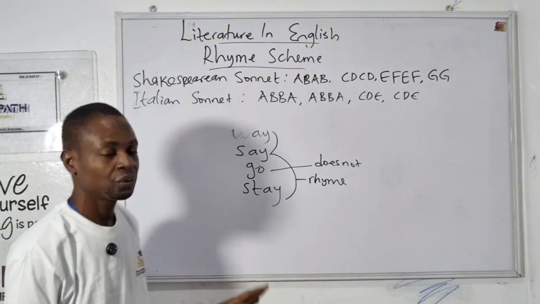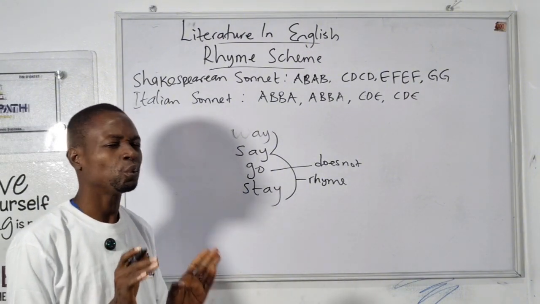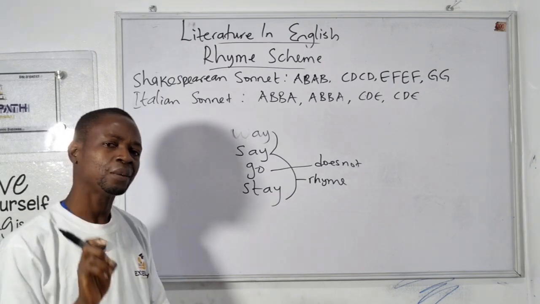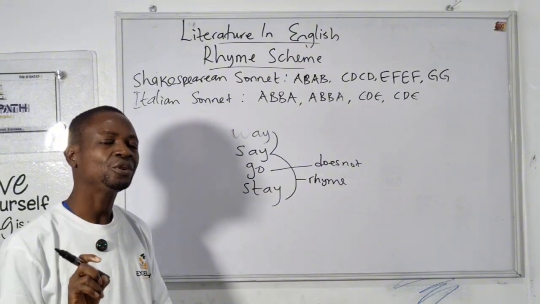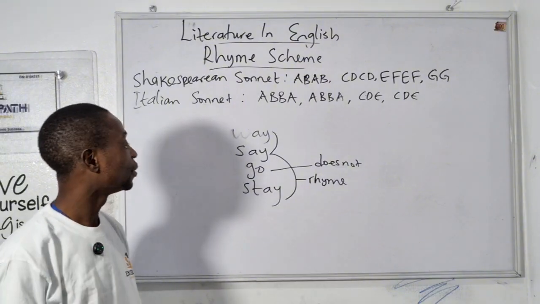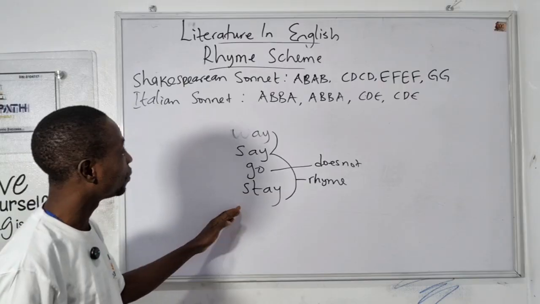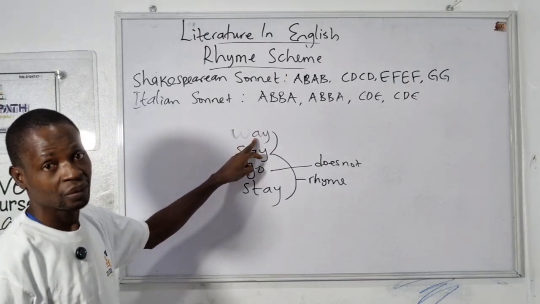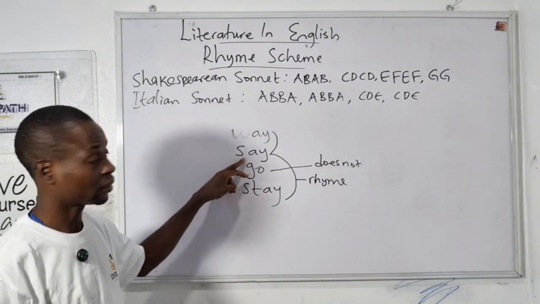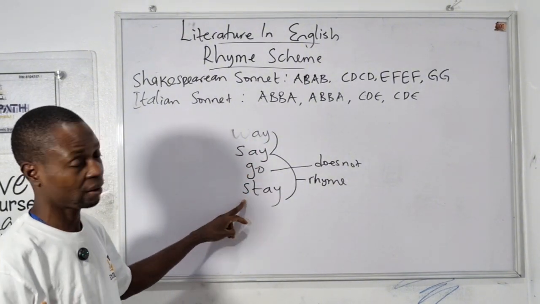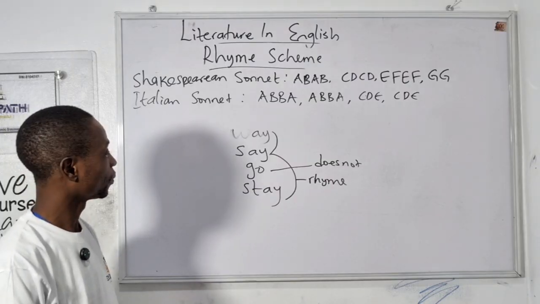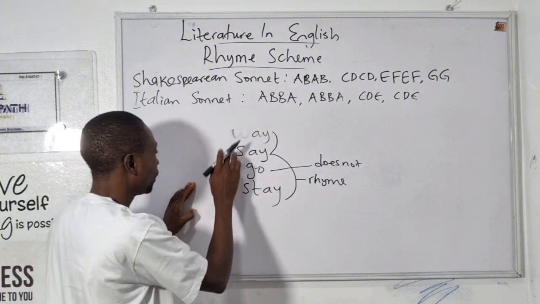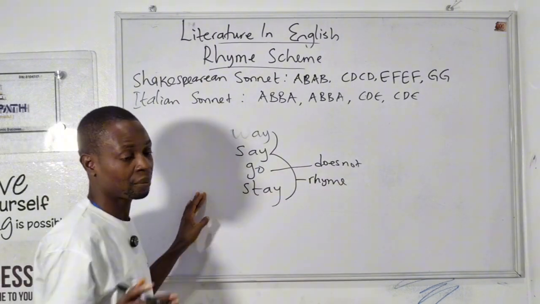When you are talking about rhymes, we are mostly concerned with the vowel sounds. Are you getting me? When we are talking about rhymes, we are what? We are mostly concerned with the vowel sound. You can see that even in this example I just gave, we have A, which is a vowel sound, another A, another vowel sound, O, vowel sound, and A, vowel sound. So in that case, we say these three lines rhyme.